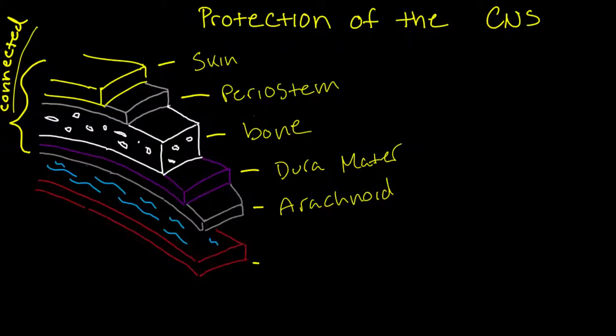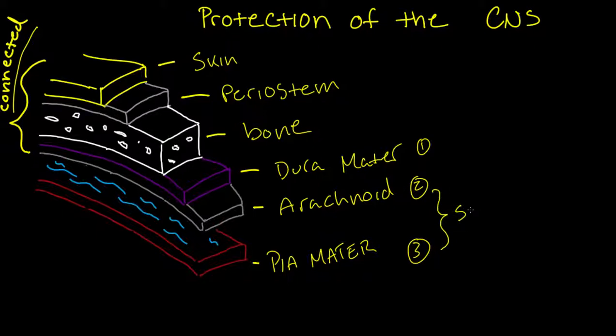These actually all touch. Between the arachnoid, so this is our first and second of the meninges, and then our third layer is the Pia Mater, but between the arachnoid and the Pia Mater, there's the subarachnoid space. And in the subarachnoid space, that's where we find the CSF.